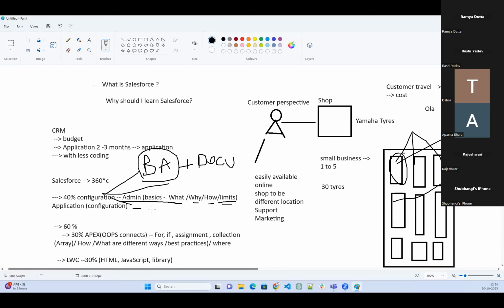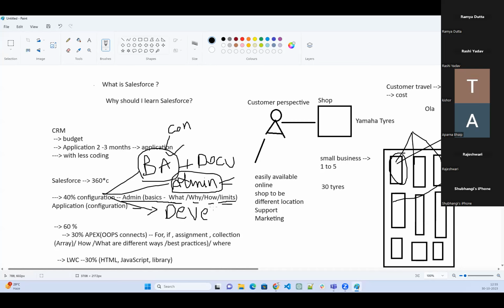Now, if you are able to learn configuration, and you are an admin, you can do it here with only configuration. But if you learn only admin, there is not much scope, because right now a BA can also do it. A BA also needs to do the configuration. Before, companies were looking for admin resources, but right now they are looking more for developers.